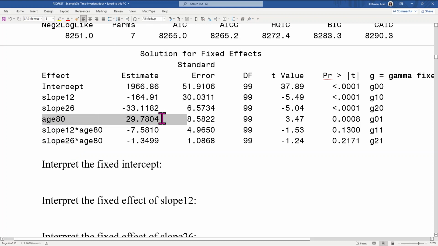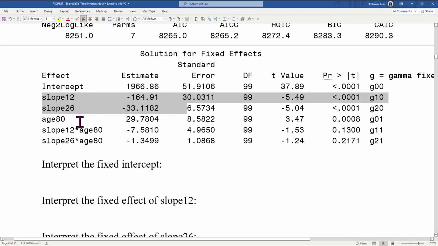So putting that all together, for every year older you are when you start the study, response time at the first occasion is predicted to be higher by about 30 milliseconds. To interpret the two interaction terms, we can talk about how age moderates the slopes to begin with.